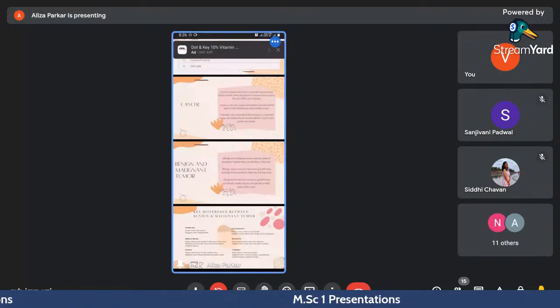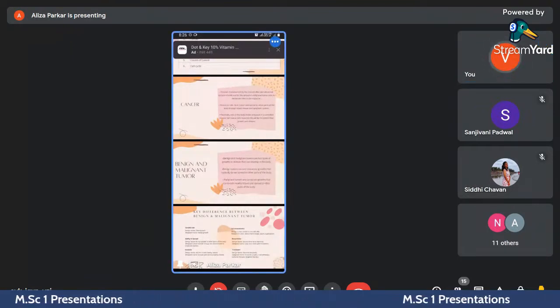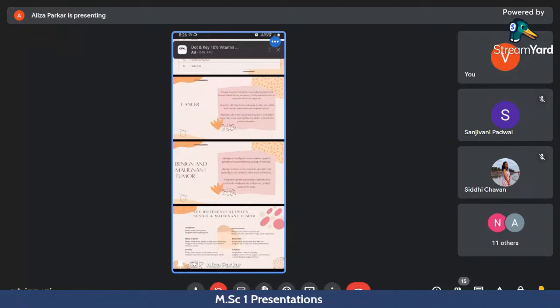G1 to S won't proceed. If the cell isn't grown large enough and if the environment is not favorable, it won't proceed further.